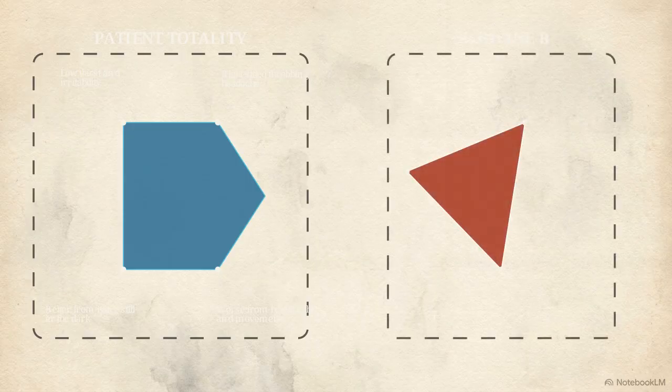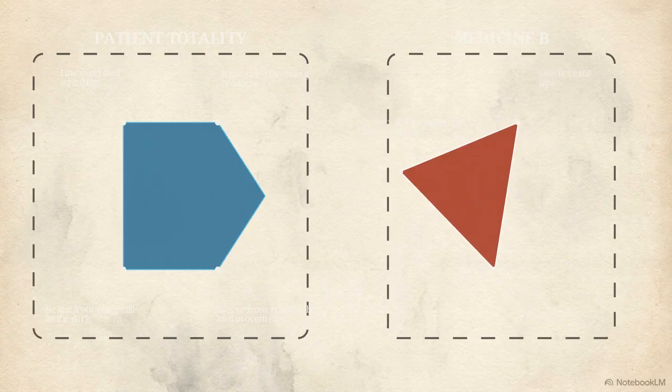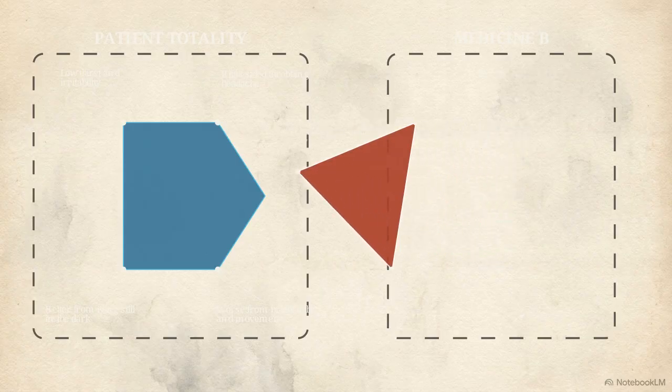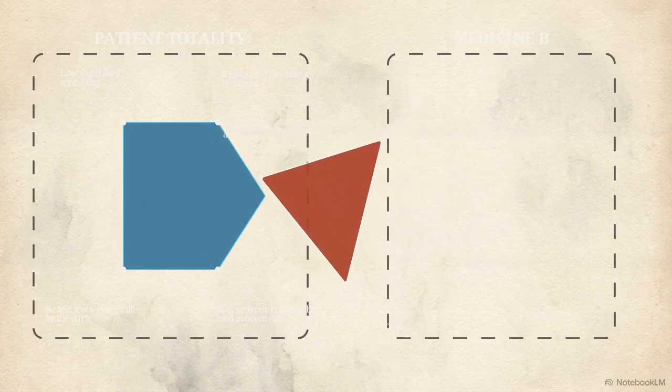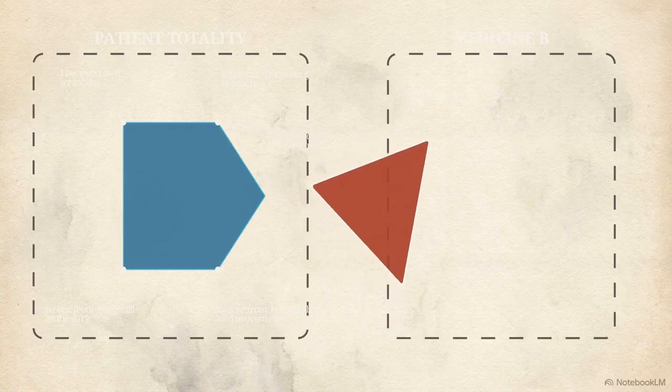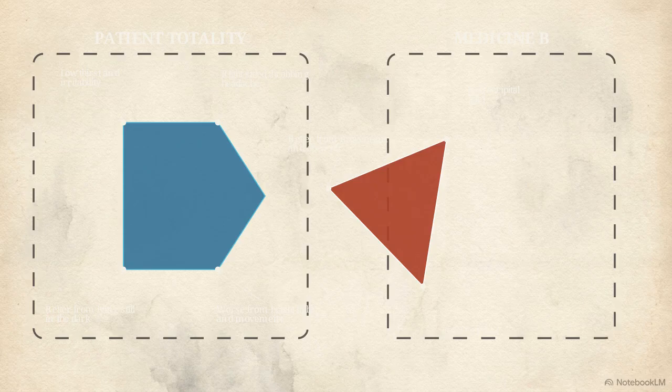Returning to our patient totality box, let's test a new option, medicine B. This profile shows dull occipital pain, improving with movement, and intense thirst. Watch the geometry as medicine B attempts to interlock with the patient's totality. It fails completely. The modalities, location, and thirst levels do not align.